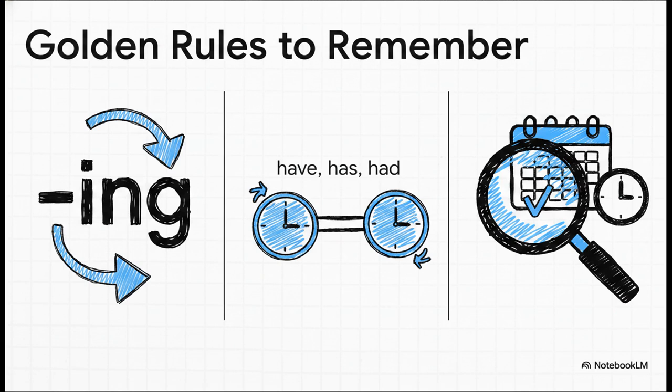Honestly, if you can spot these patterns and pay attention to time clues like yesterday or by next year, you've basically cracked the code. Mastering these patterns is mastering English tenses. Which of these rules is the biggest game changer for you?